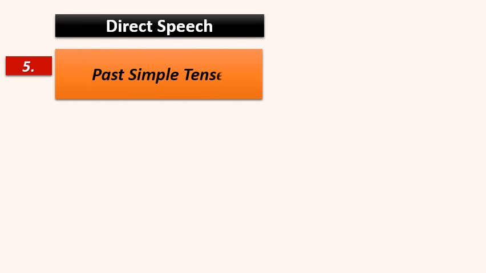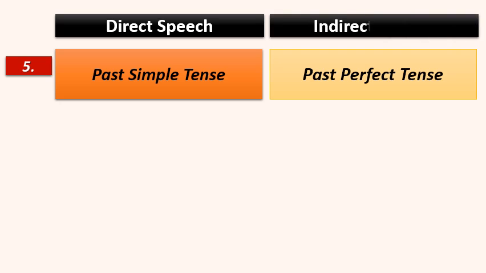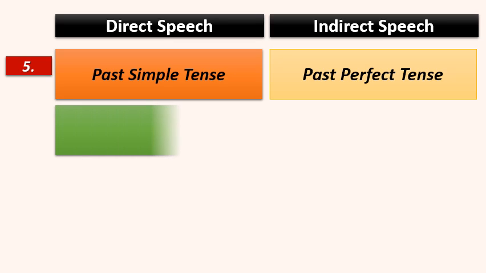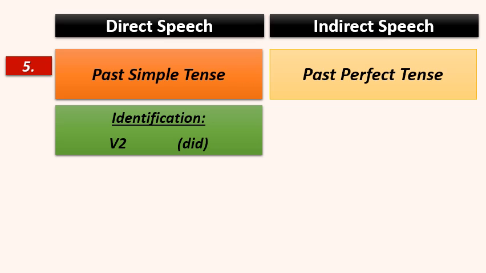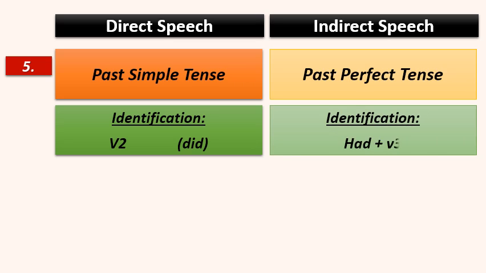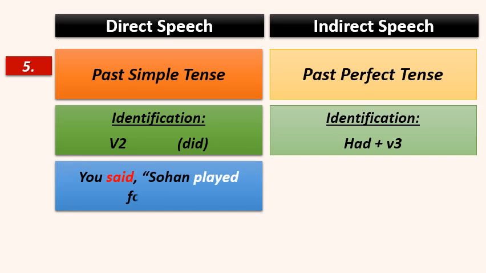Number 5th, if reported speech is in past simple tense, then it will be converted into past perfect tense in indirect speech. Means if a simple past verb in the direct speech is used, then it changes into a past perfect verb in the indirect speech. So the identification of past simple tense is second form of the verb or did, and the identification of past perfect tense is had plus third form of the verb. So let us see some examples to clarify it.